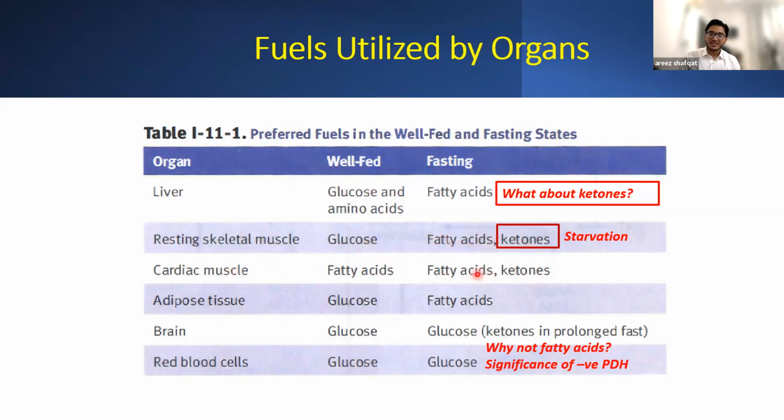Cardiac muscle, the same thing. Adipose tissue, glucose and fatty acid, the same thing. These two are the ones you have to know as well. The brain during well-fed conditions utilizes glucose, also in fasting conditions, but during a prolonged fast, it begins to utilize ketones. Why? To spare glucose for the red blood cell and to decrease muscle wasting. Okay? The red blood cell, because it doesn't have mitochondria, can only utilize glucose.